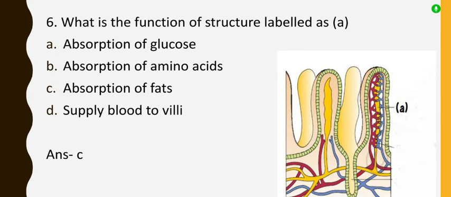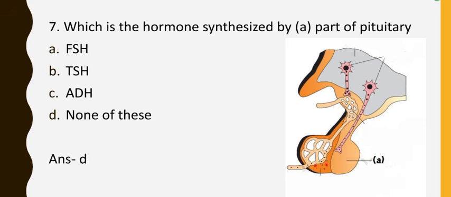What is the function of structure labeled as A? It helps in absorption of fats. Which is the hormone synthesized by A part of pituitary? It is none of these.